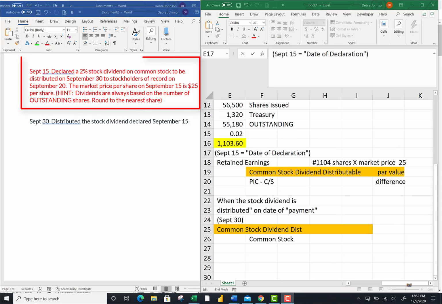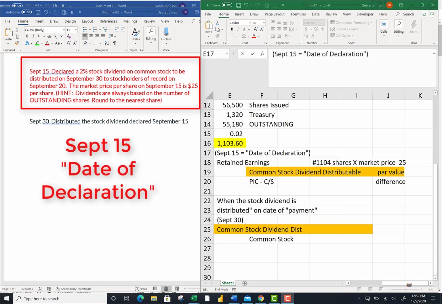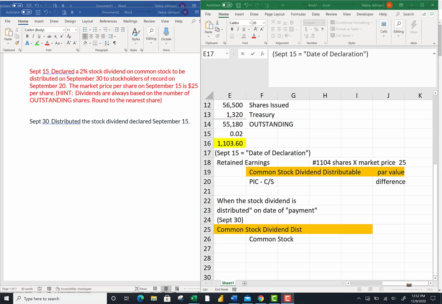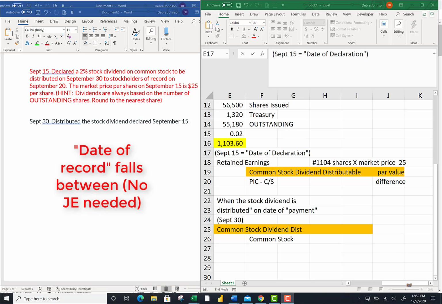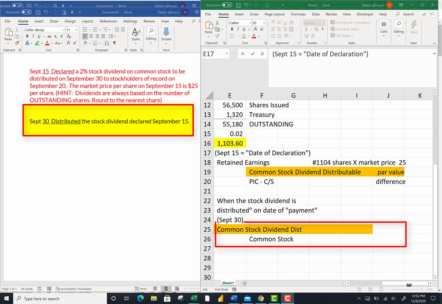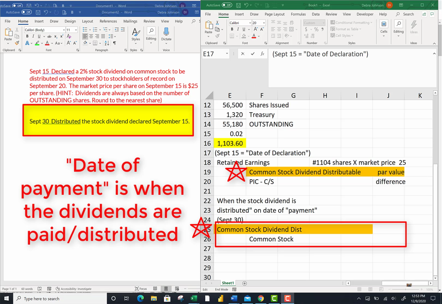The stock dividend that we just recorded happened on September 15th. This is known as the date of declaration. The date of record falls somewhere between the date of declaration and the date of payment, but there is no journal entry required on that date. The next journal entry on September 30th is where this common stock dividend distributable is actually sent out to the shareholders. That's known as the date of, in quotes, payment. It's not a payment of cash, but rather a distribution of additional shares.